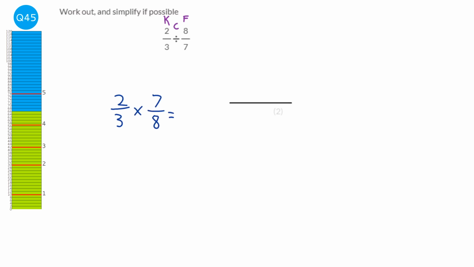Then all we need to do now is multiply the tops, multiply the bottoms, and simplify if possible. We can actually divide top and bottom by 2 here, and it becomes the answer, which is 7 over 12.